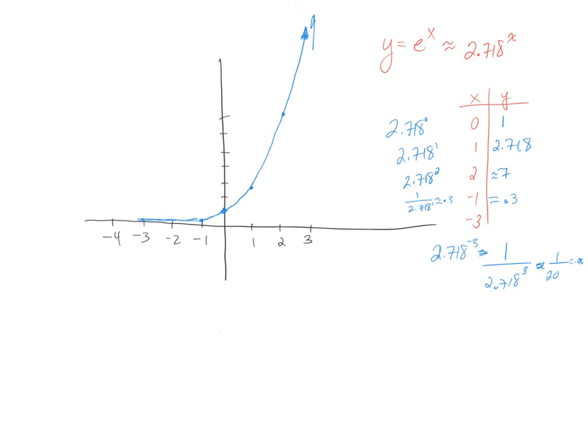All right, so that's what the function y equals e to the x looks like. Domain is -infinity to infinity, and your range is 0 to infinity. Put a little positive there.